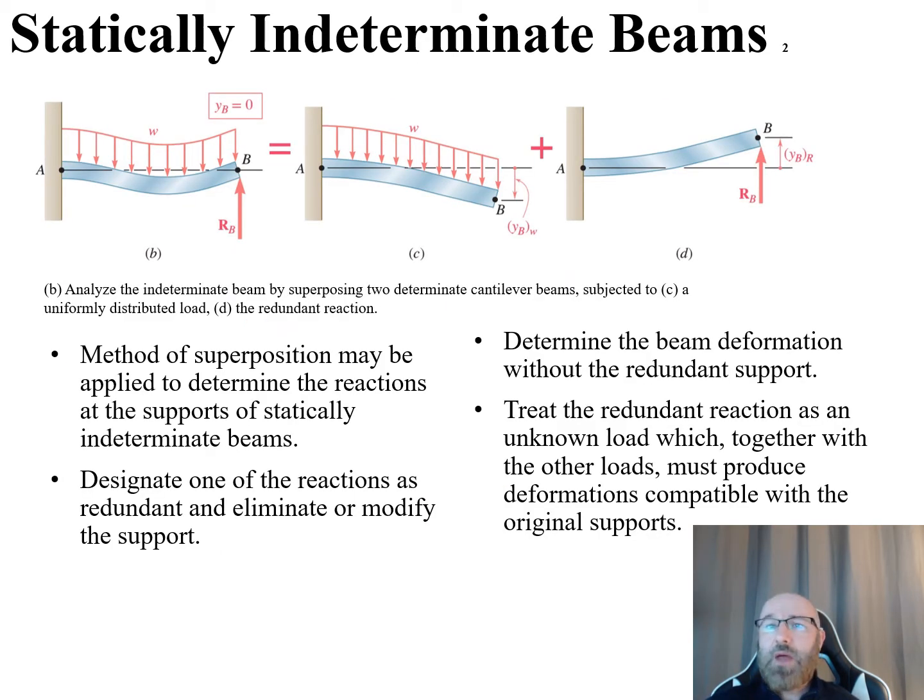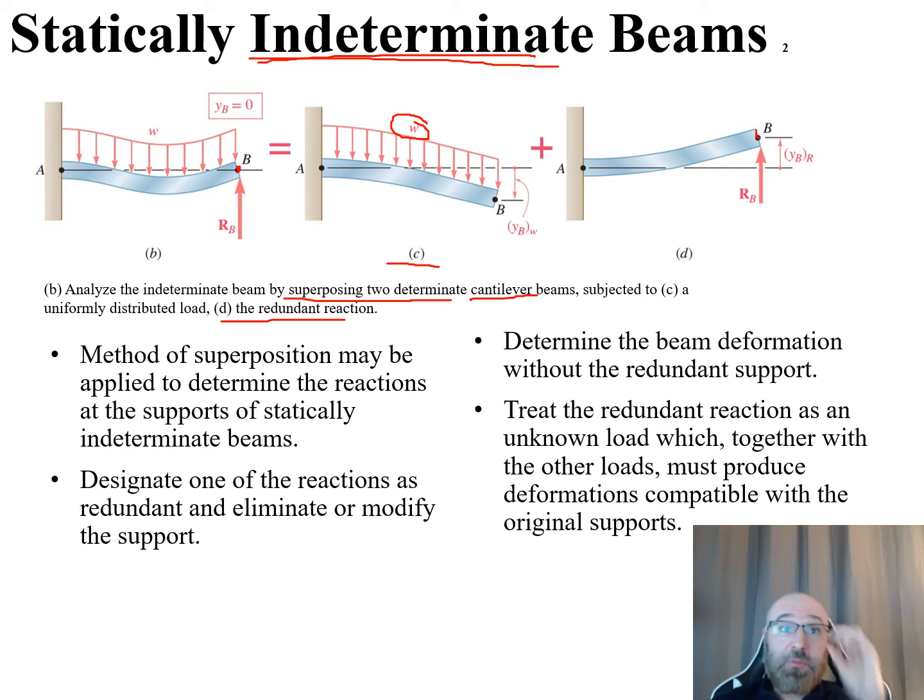Now we can also use the method of superposition for statically indeterminate beams as well. So that's what we're going to take a look at in the diagram we see below. Within this, we're going to analyze the indeterminate beam by superimposing two determinate cantilever beams subjected to, as we see in part C here, a uniformly distributed load, our W, and in part D right here, our redundant reaction, which is what makes this an indeterminate beam. Because we have this support at the end, this reaction at the end here is what makes it the indeterminate beam. So this is where our method of superposition comes into play, and it may be applied to determine the reactions at the supports of this statically indeterminate beam.